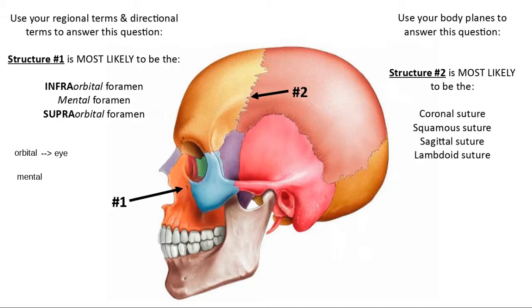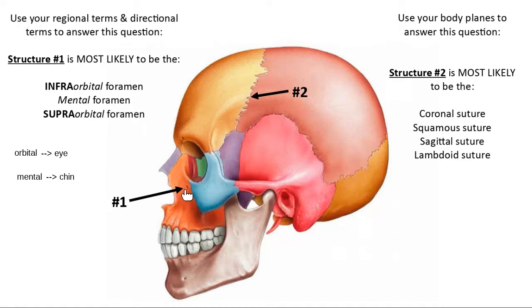Very nice. Either we all remember it, or we can use process of elimination, right? The mental region is the chin region. Yeah, so it's found by the mandible. Absolutely. Here's our 2 regional terms. Either something that's by the eye or something that's by the chin.